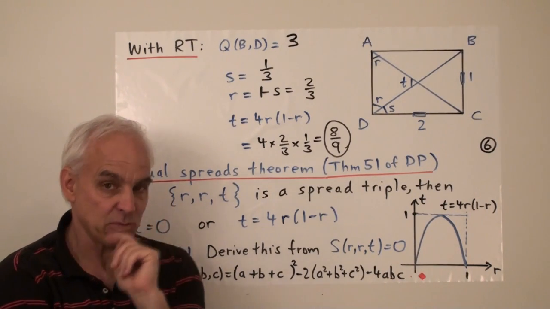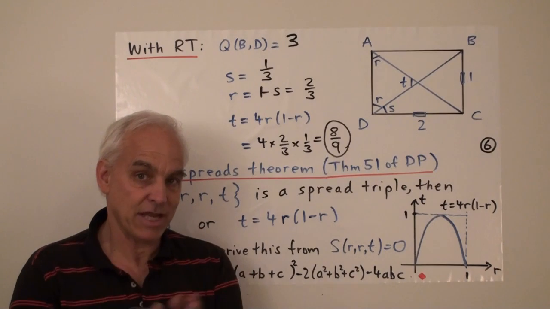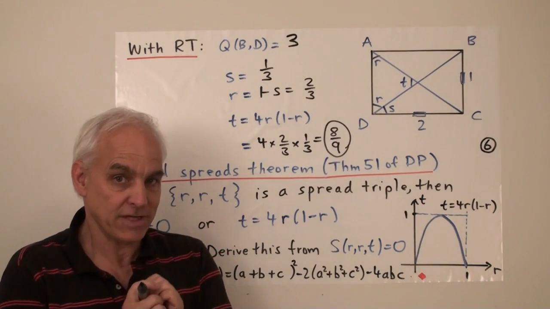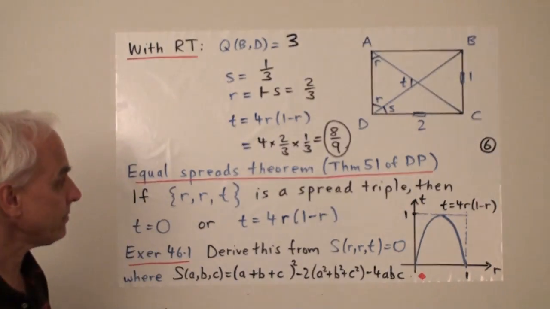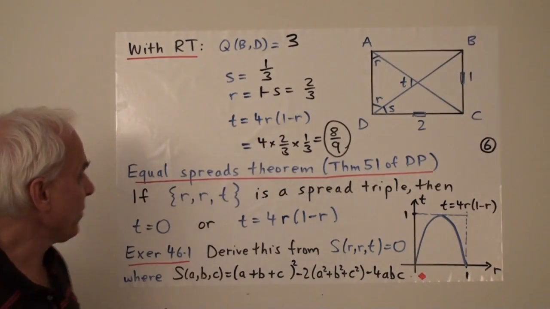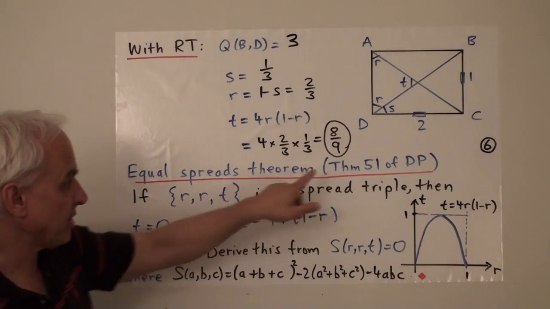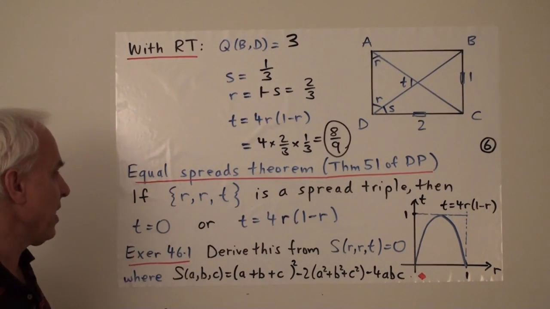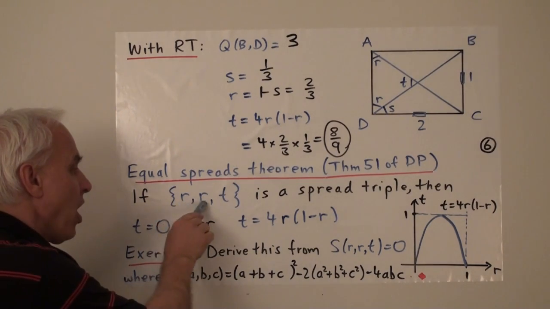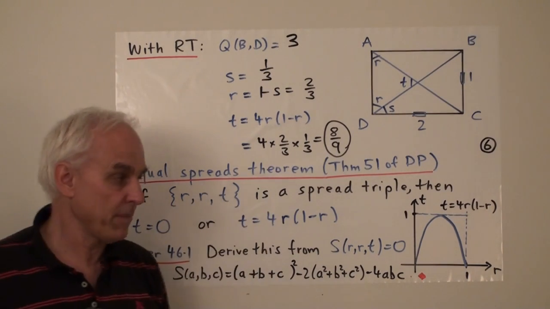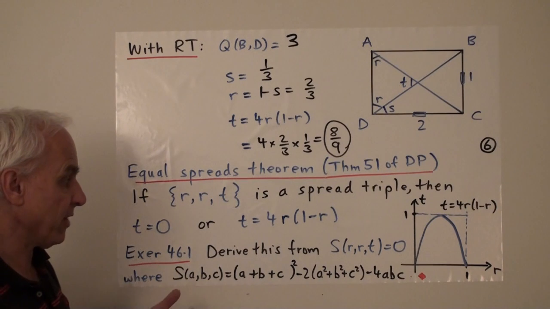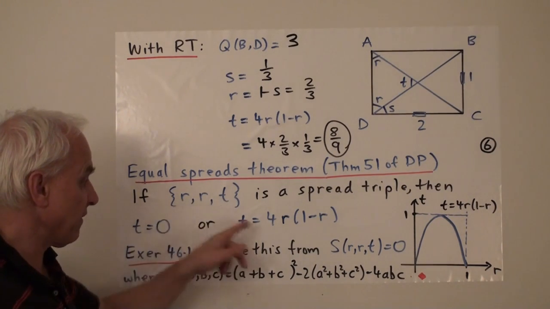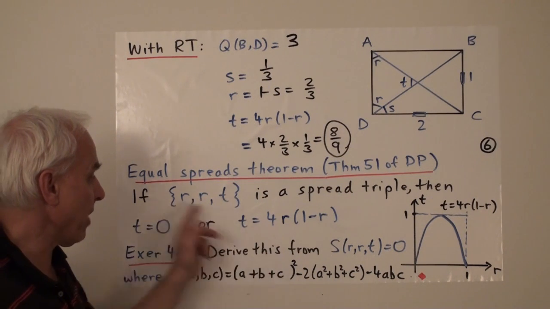It's exactly the same spread that's occurring in the regular tetrahedron. It's the spread between the two faces of the tetrahedron. Where does this formula come from? Well, this is the equal spreads theorem, which is theorem 51 of my book. And here is the theorem that if you have numbers R, R, and T, and if these form a spread triple, that is, if they satisfy the triple spread formula, then either T equals 0 or T is 4 times R times 1 minus R.